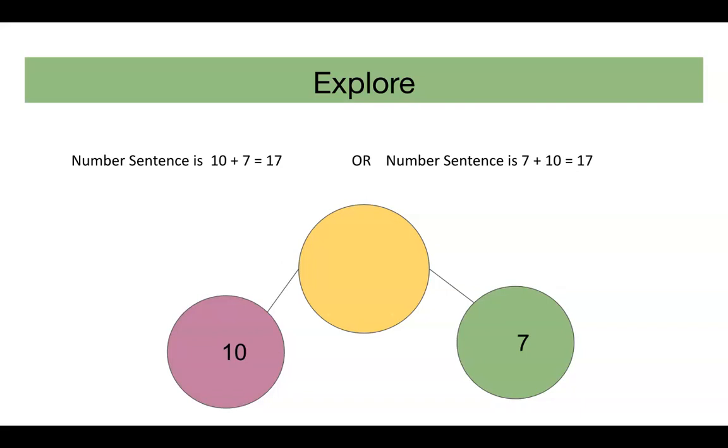Different kind of problem, but just as important for our students to see. Here we have the 2 parts. How do we find the whole? We have to count, add up, and come up with our whole number, which is 17. So here we're kind of going the other direction. Our number sentences are 10 plus 7 equals 17, or 7 plus 10 equals 17.